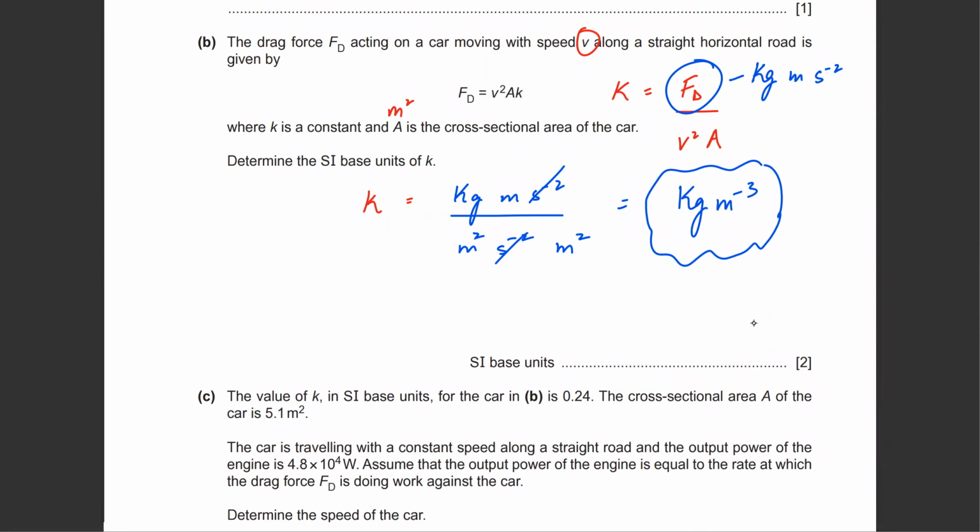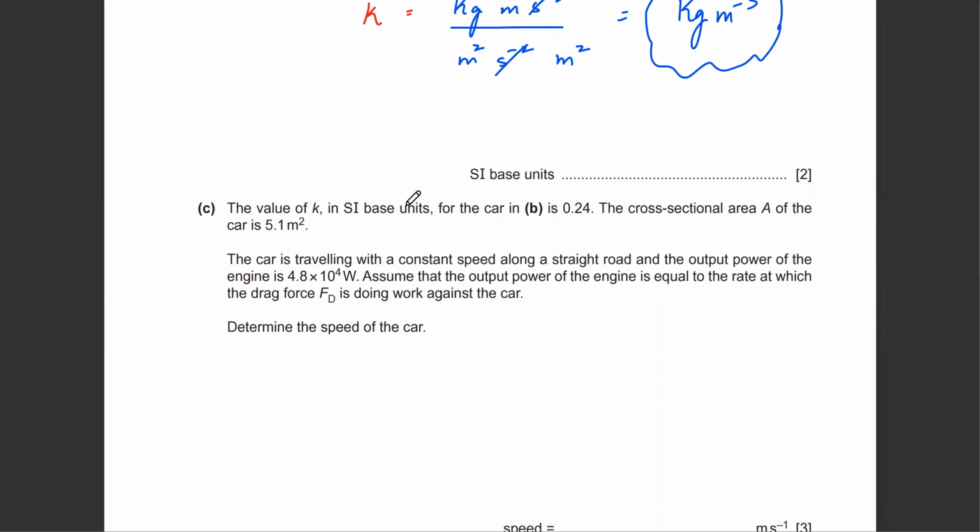Let's do part C now. The value of K in SI base units for the car in B is 0.24, and the cross-sectional area A of the car is 5.1 meters squared. The car is traveling with a constant speed along a straight road, and the output power of the engine is 4.8 times 10 to the power 4 watts. Assume that the output power of the engine is equal to the rate at which the drag force D is doing work against the car. Determine the speed of the car.